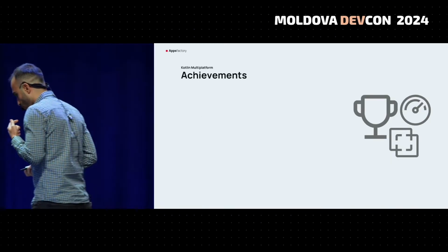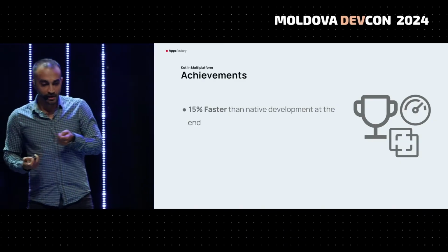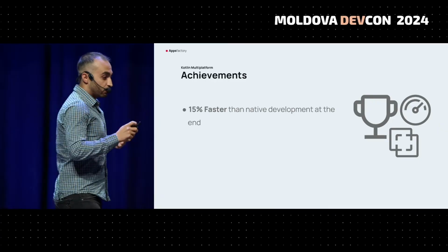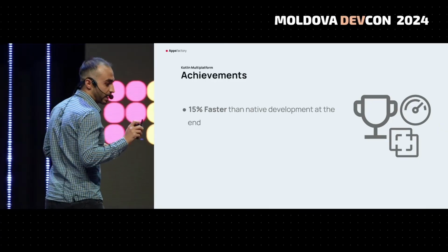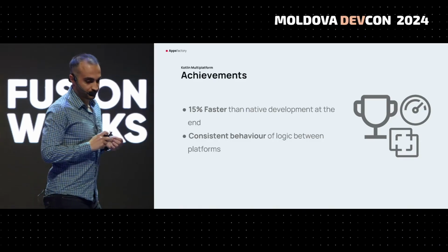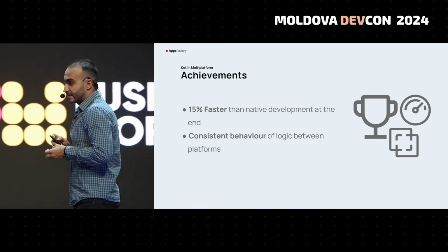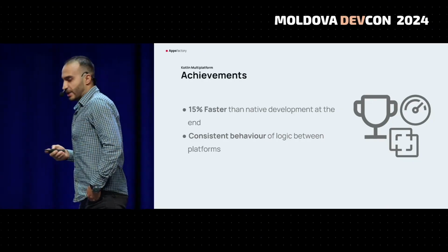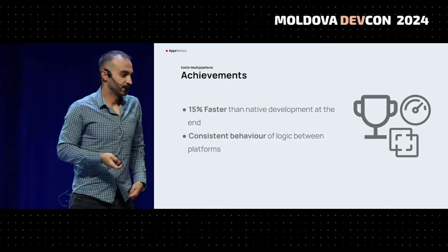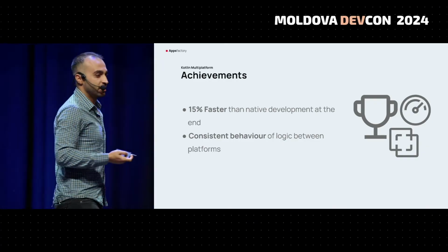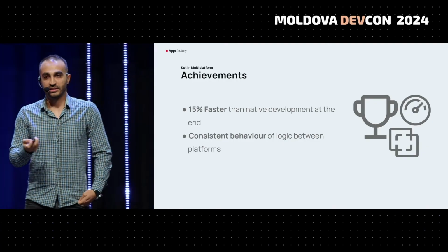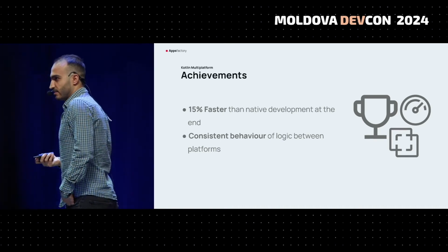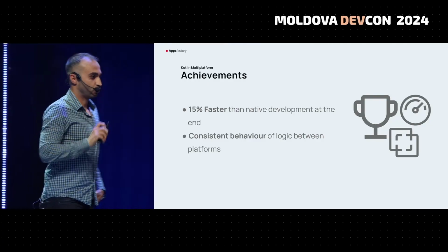So what did we achieve? 15% faster than native development at the end. This was our target, and we are happy to achieve that. And we have consistent behavior of logic between platforms. So you're not going to have these kind of questions: "Hey, guys, it doesn't work on iOS, but it does work on Android," because your shared logic will be written once and in one place. And don't forget, it does always work for Android.